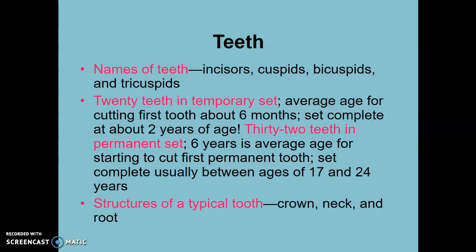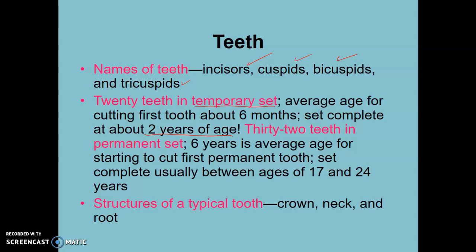Teeth themselves come in different numbers depending on how old you are. We'll get to that in a minute. But in terms of teeth, we have a few different names. We have incisors, cuspids, bicuspids, and tricuspids. In younger children, there are 20 teeth. These are the baby teeth or the temporary teeth. At the average age of about 6 months, babies start getting their teeth, and they usually have all their teeth by about 2 to 2.5 years.